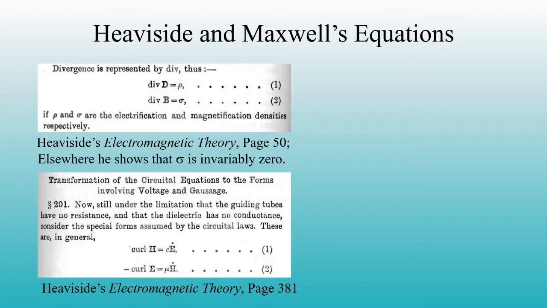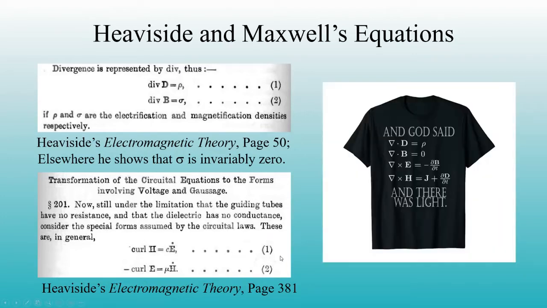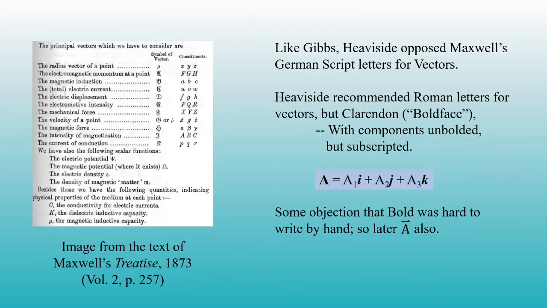His divergence equations appear on page 50, while the curl equations appear more than 300 pages later. But the fact remains that it was, in fact, Oliver Heaviside who first published Maxwell's equations in their more or less current form. So spare a thought for Oliver Heaviside the next time you see this t-shirt. But let's return to our discussion of Heaviside's contribution to the current form of vector analysis.